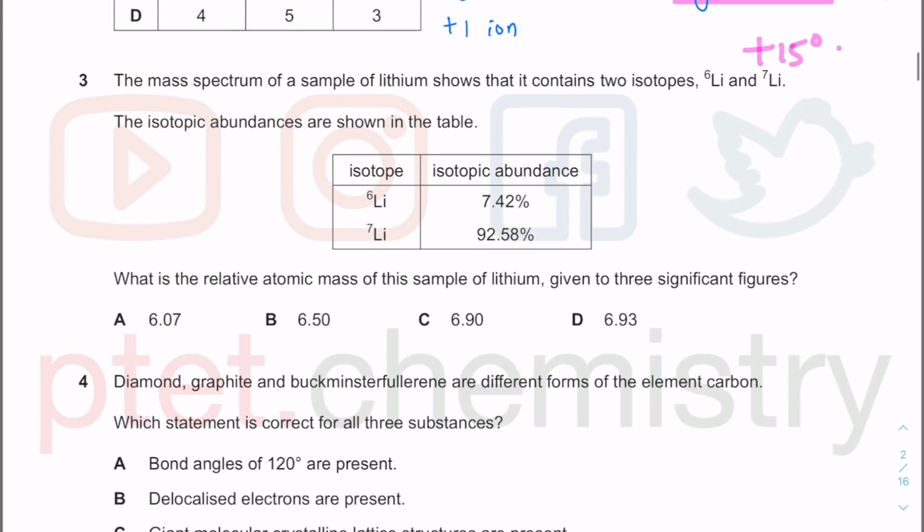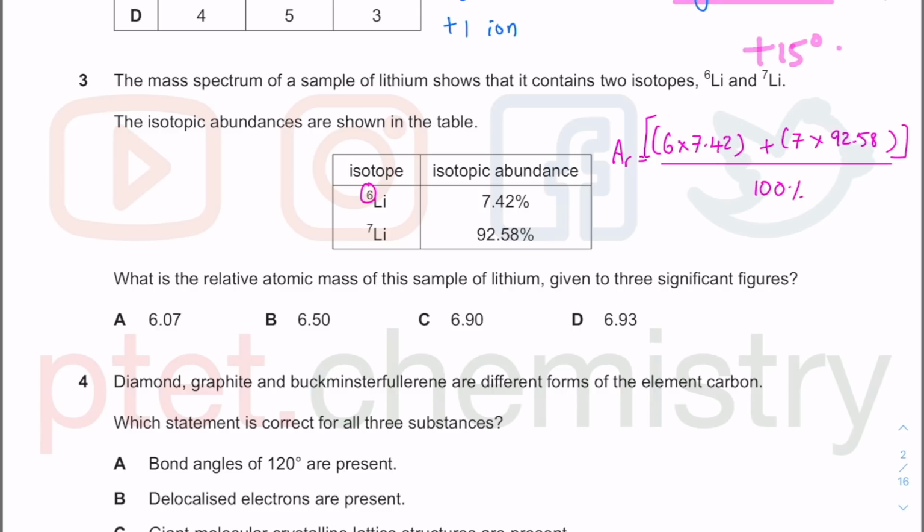Question number 3, this is to do with relative atomic mass calculations. So from your syllabus, you need to know that it's to do with the mass number. Mass number multiplied by the isotopic abundances plus the other mass number multiplied by the other isotopic abundances. And this is divided by the sum of the percentage. So 7.42 plus 92.58, that is naturally out of 100%.